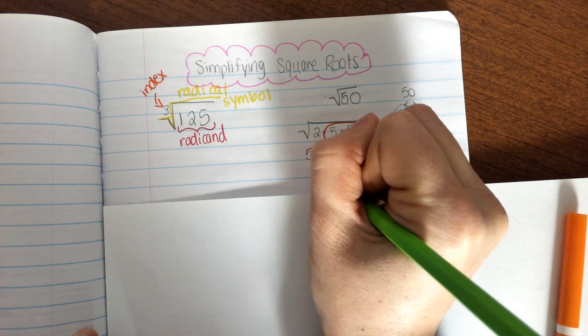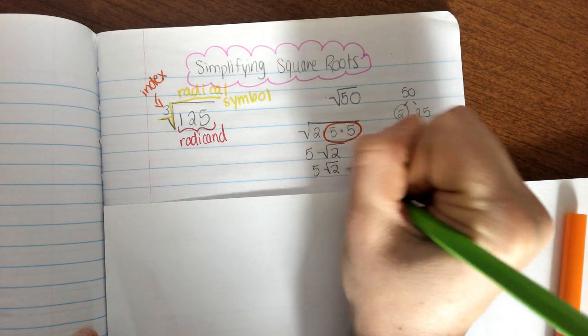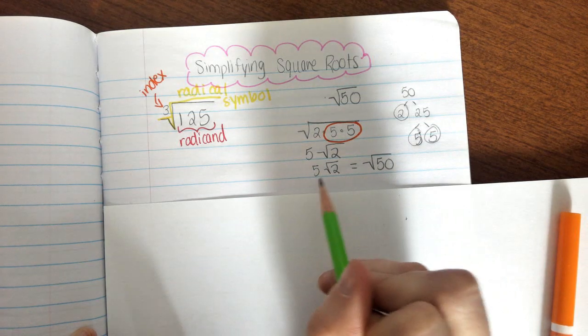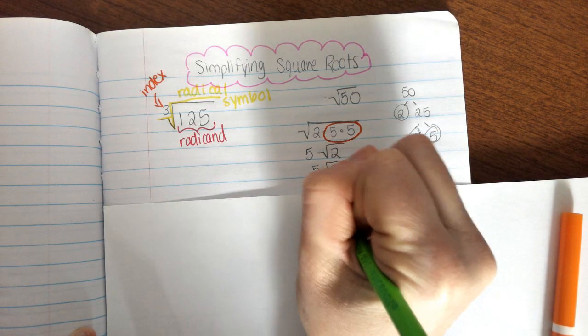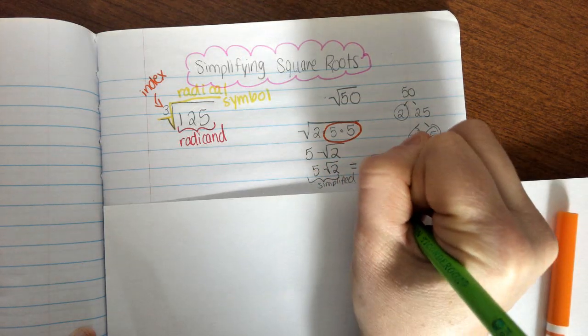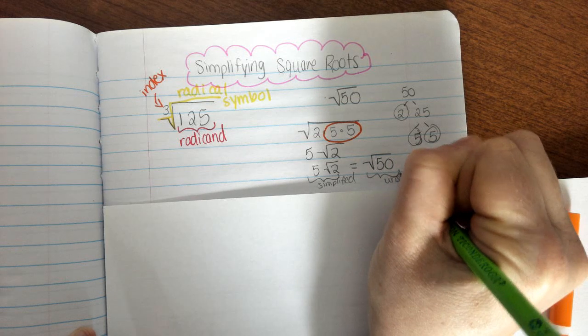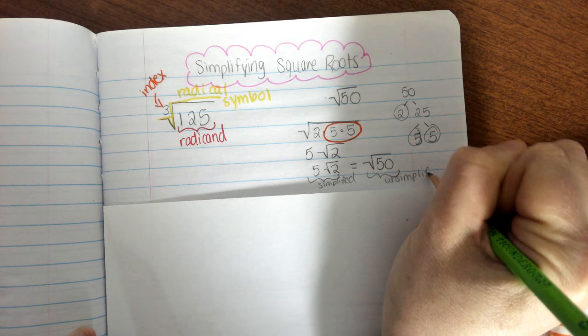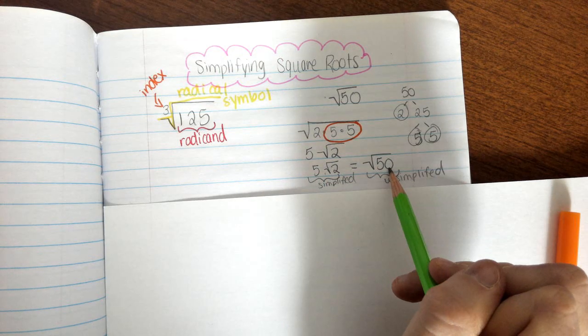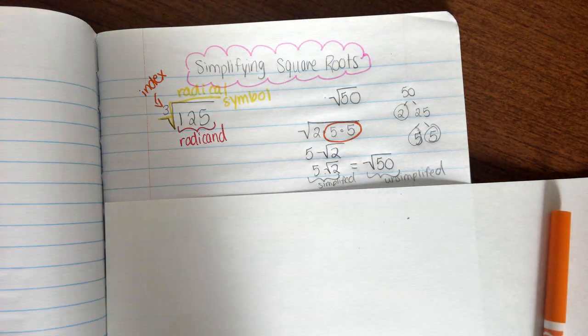Something that's important when we're doing these is to note that these two expressions are equal. This one is simplified, and this one is unsimplified. Just know that they're equivalent to one another. If you punch this in the calculator, you're going to get the exact same answer as if you punch in the square root of 50.